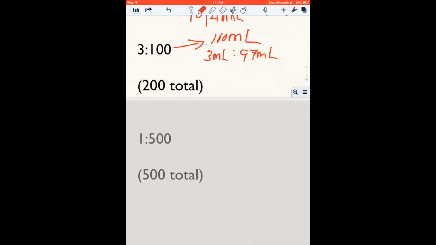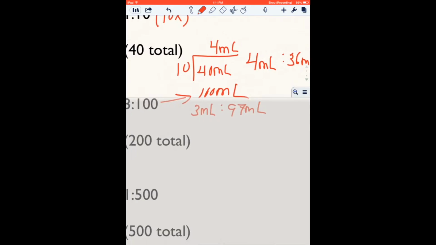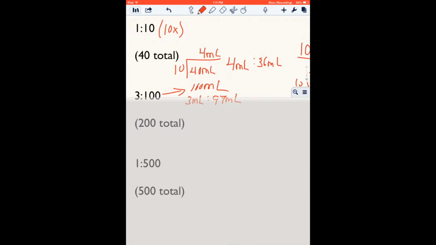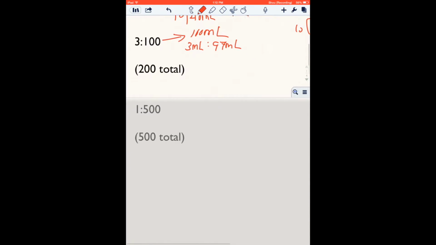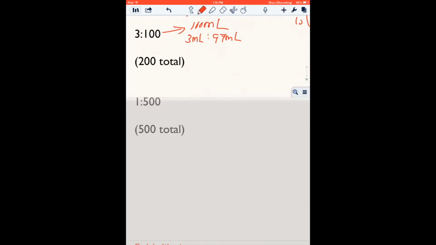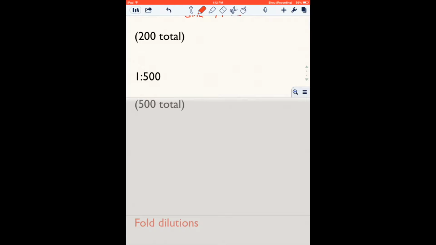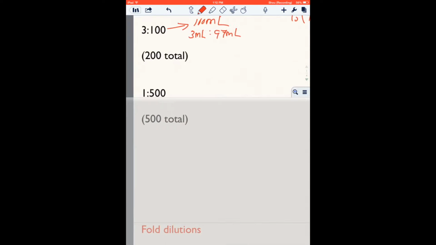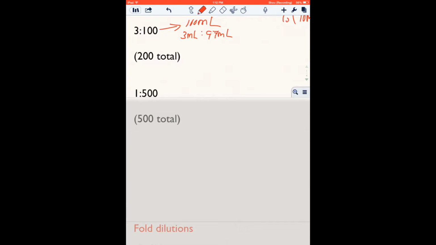So in this case, you're not dividing like we did up here, but it still is rather intuitive to look at it. In the case of wanting 200 mils total, it's the same idea as right here. We would just take this and multiply by 2. And in this case, we would get 6 mils, so 194 mils of whatever your solvent would be.